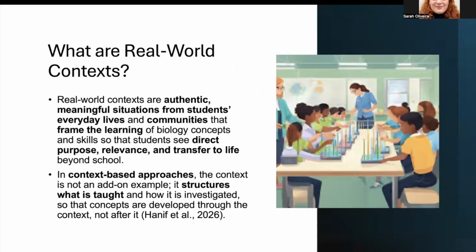Kia ora. So, what are real world contexts? Real world contexts are authentic, meaningful situations from students' everyday lives and communities that frame the learning of biology concepts and skills so that students see direct purpose, relevance, and transfer to beyond school life. And I mean, they are what they say they are.